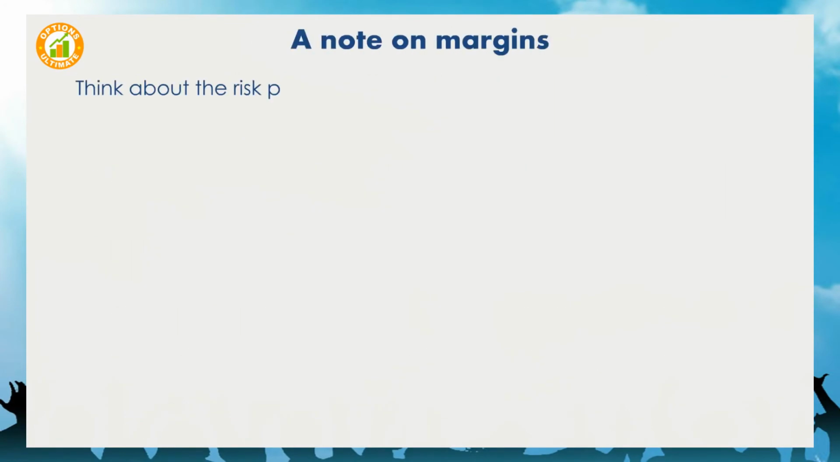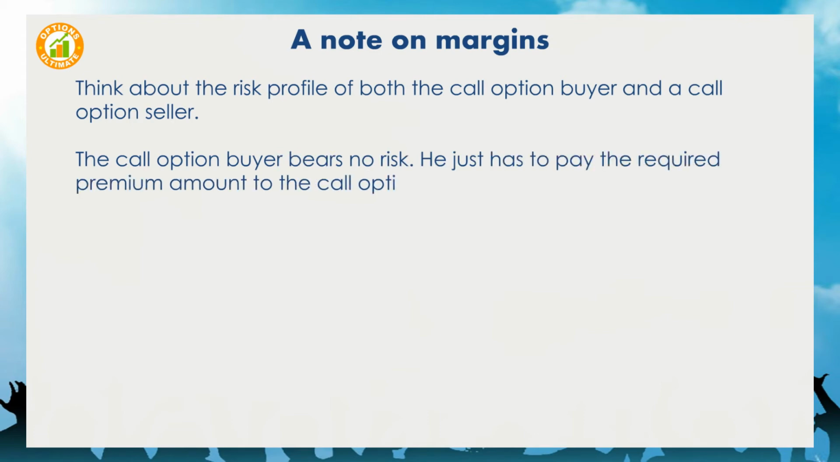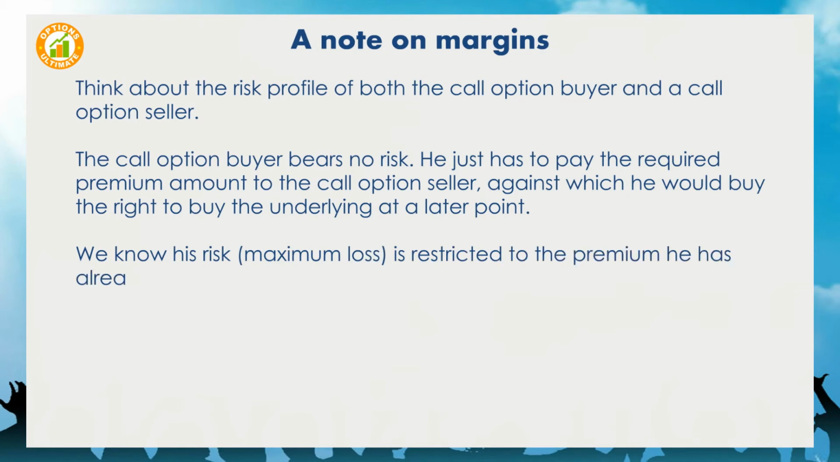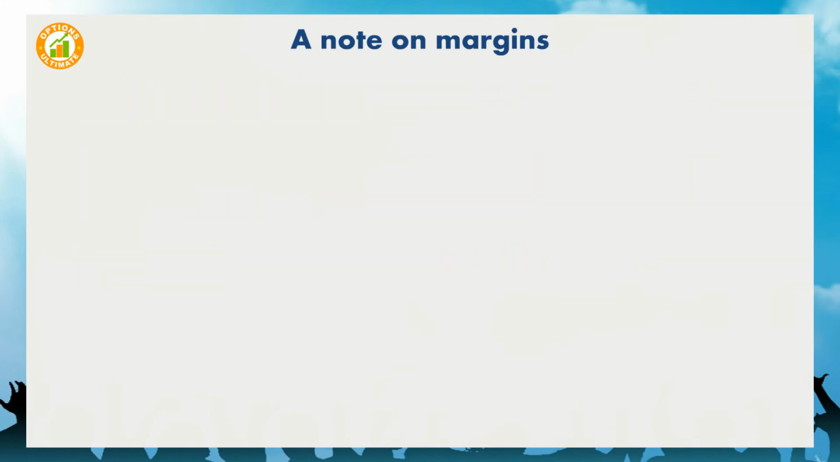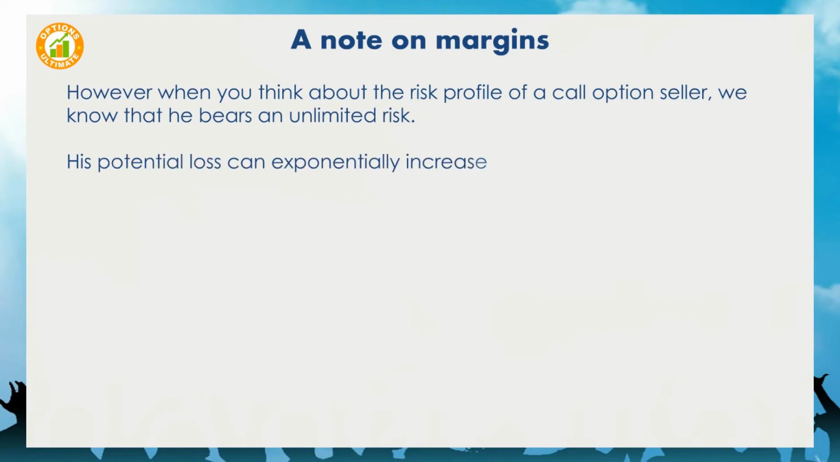Think about the risk profile of both the call option buyer and a call option seller. The call option buyer bears no risk. He just has to pay the required premium amount to the call option seller, against which he would buy the right to buy the underlying at a later point. We know his maximum loss is restricted to the premium he has already paid. However, when you think about the risk profile of a call option seller, we know that he bears an unlimited risk. His potential loss can exponentially increase as and when the spot price moves above the strike price.